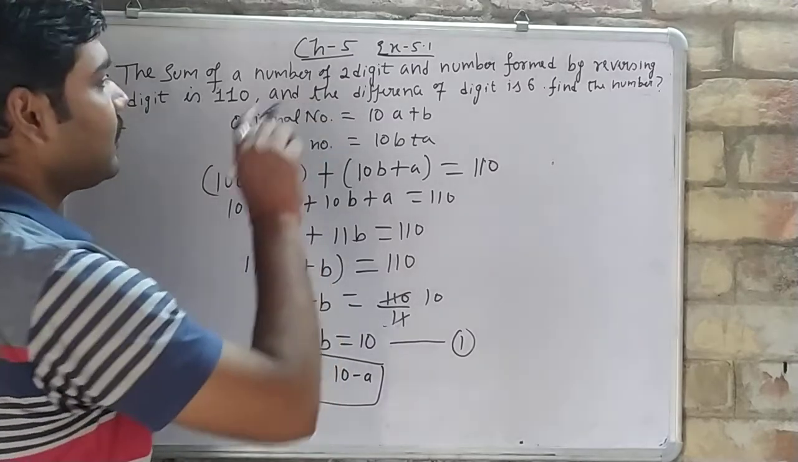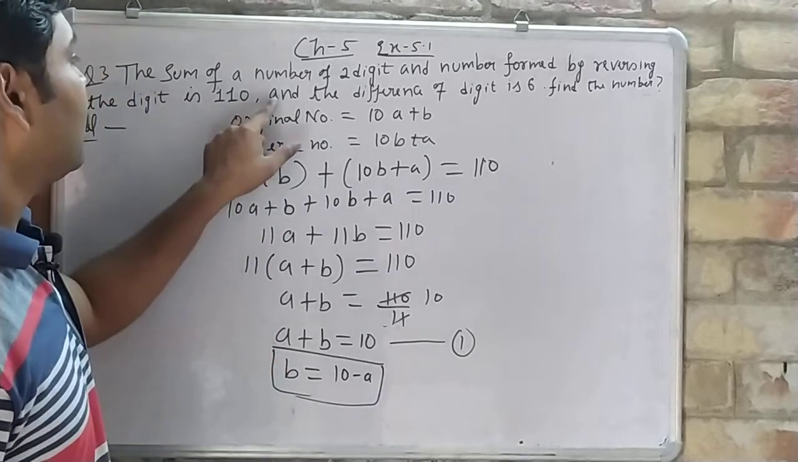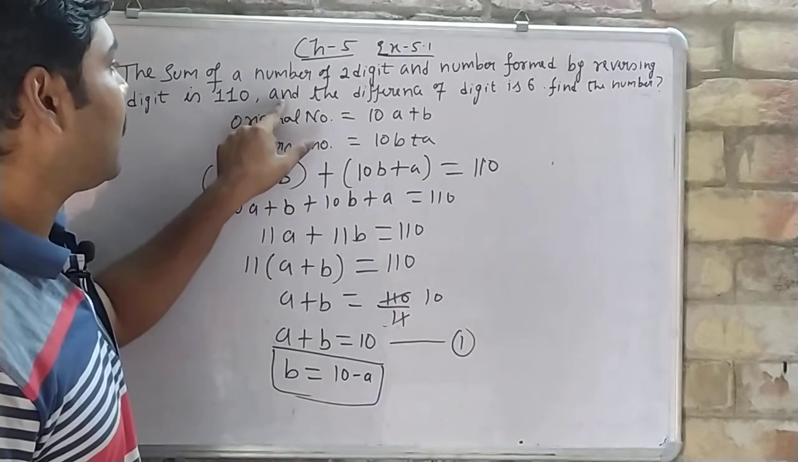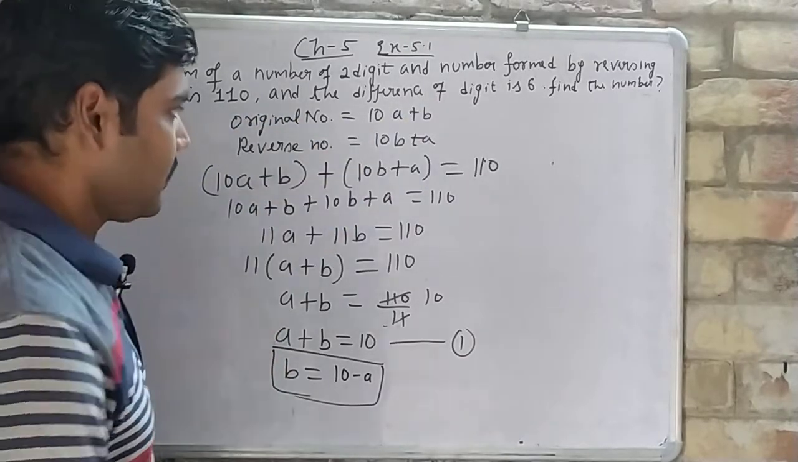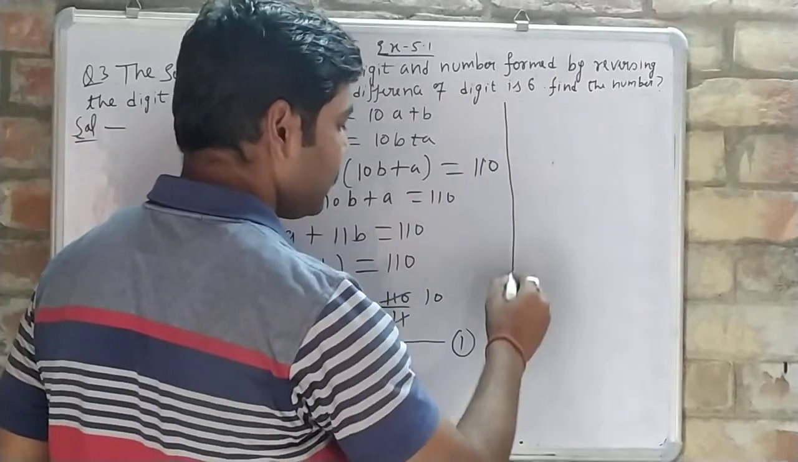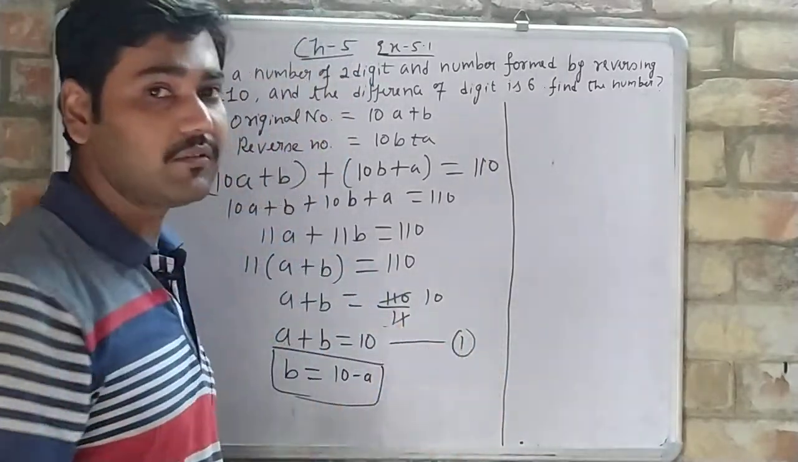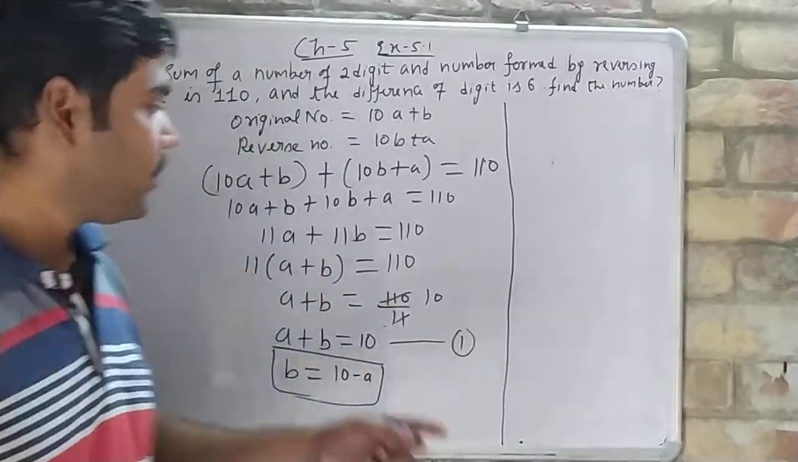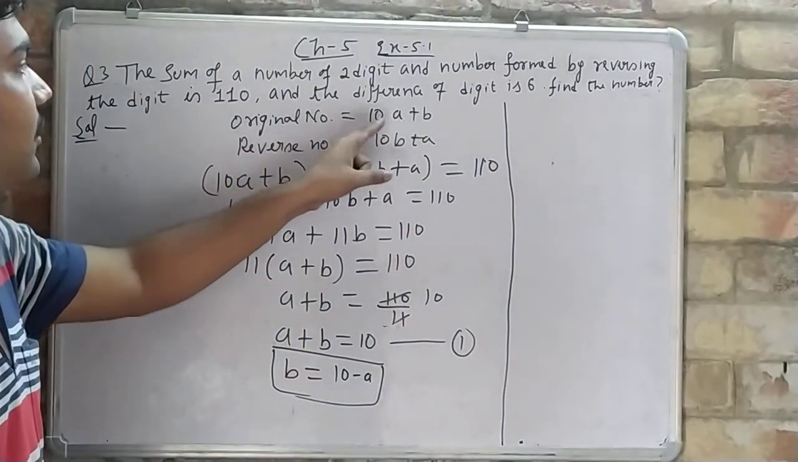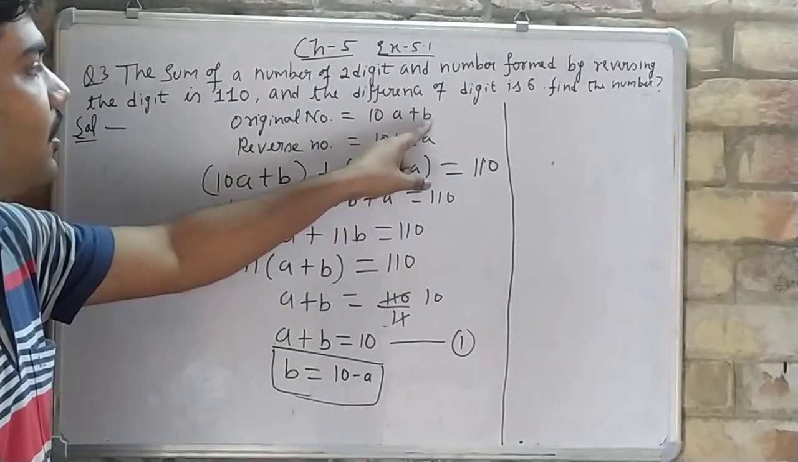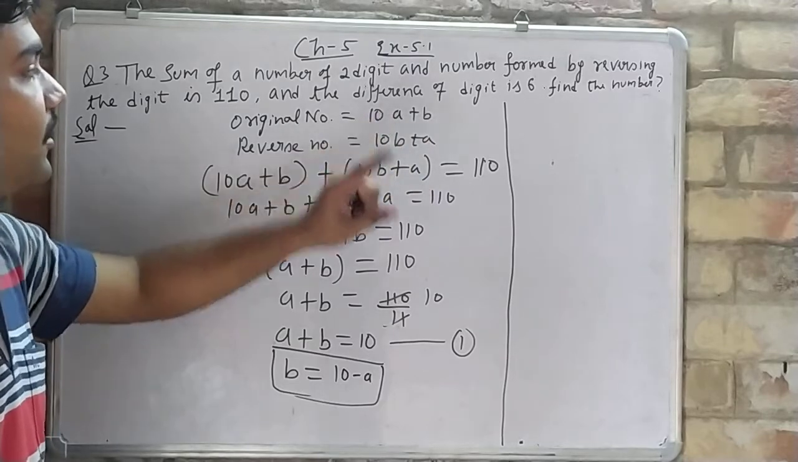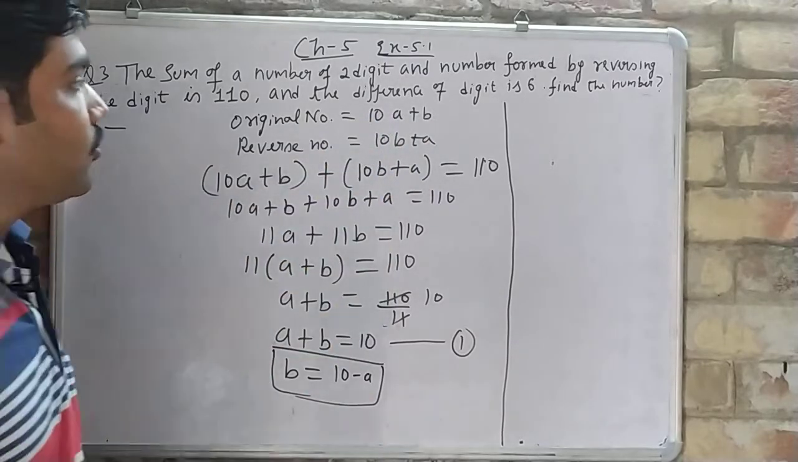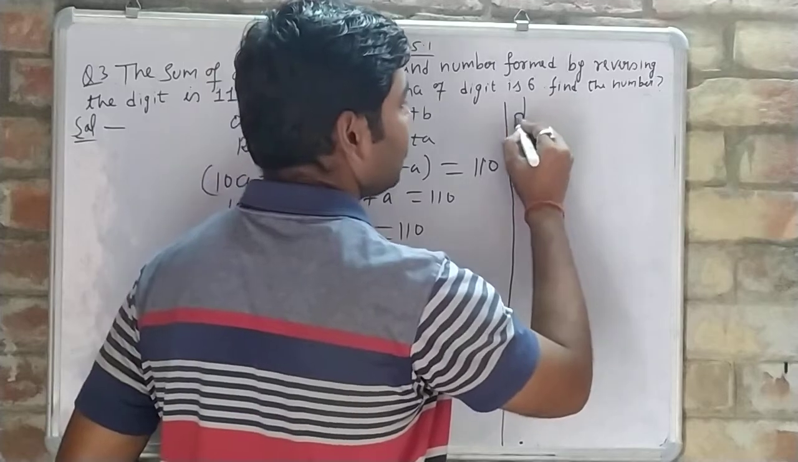Now we will read the question further. It is written in the question that the difference of the digits is 6. The difference of the digits is 6. So what are the digits? The digits are a and b. We have taken the original number as 10 into a plus b. Here b is the unit place digit and a is the tens place digit. So the digits are a and b right here.